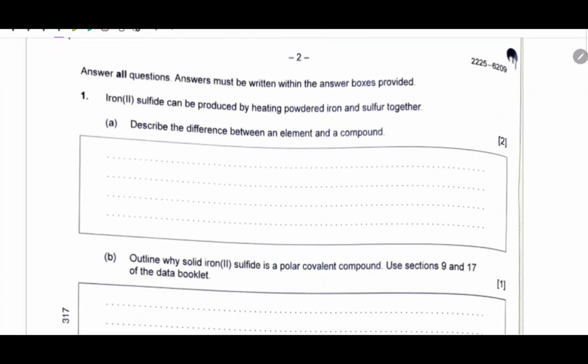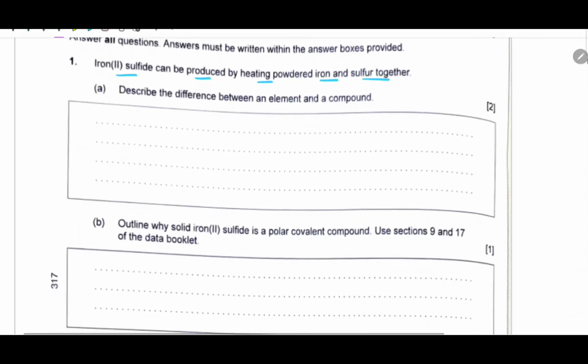The first question for this paper is: iron sulfide can be produced by heating powdered iron and sulfur together. Describe the difference between an element and a compound. So they are asking us the difference between element and compound. Now, what is an element? An element is the simplest form of pure substance made up of only one type of atoms. This we can write for it.